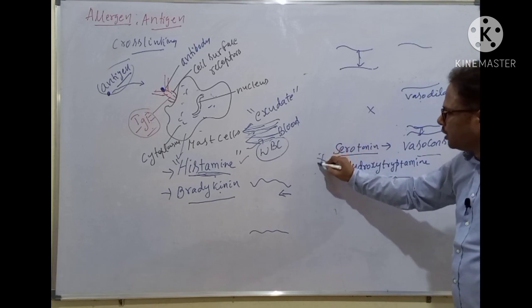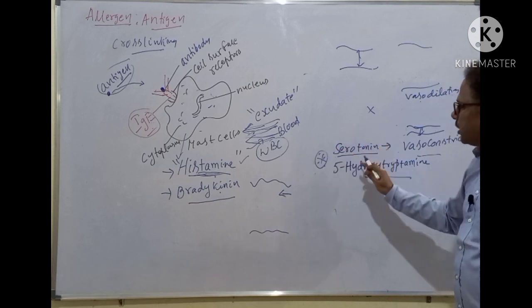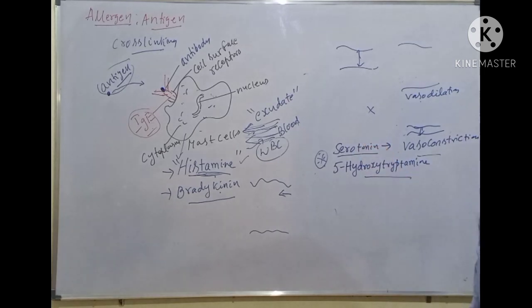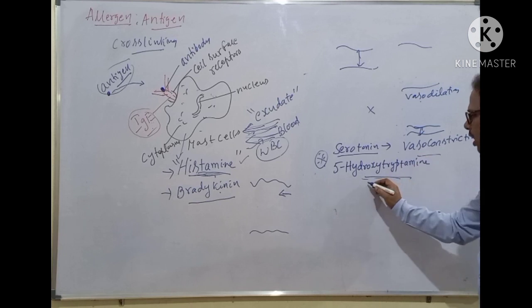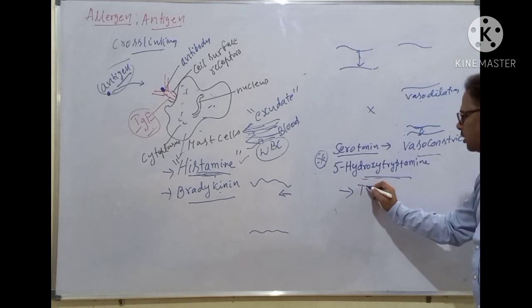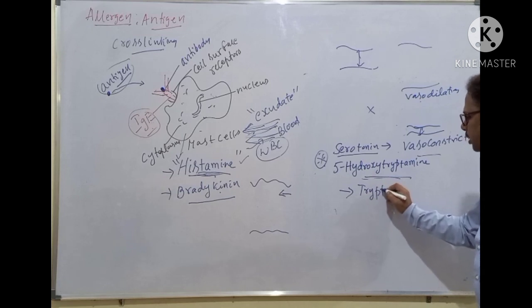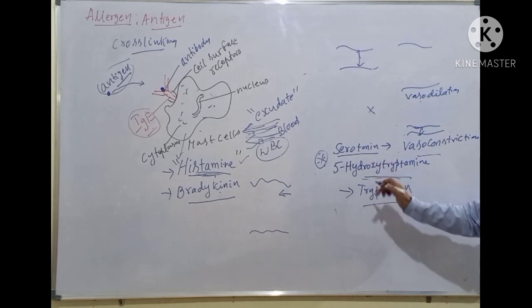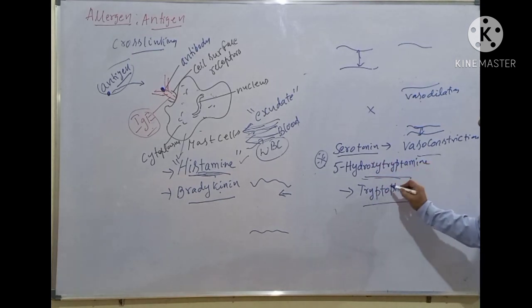Very important point. It is also a neurotransmitter. Serotonin is also a very important neurotransmitter present in the human body. So 5-hydroxytryptamine. Why tryptamine? Because it is derived from the amino acid called tryptophan. 5-hydroxytryptamine is derived from the amino acid tryptophan.